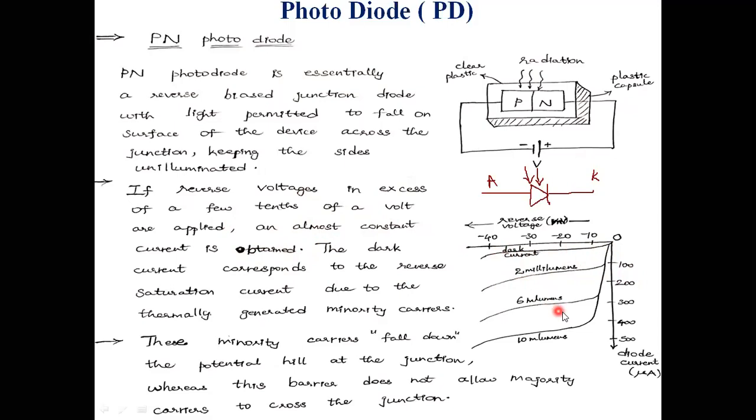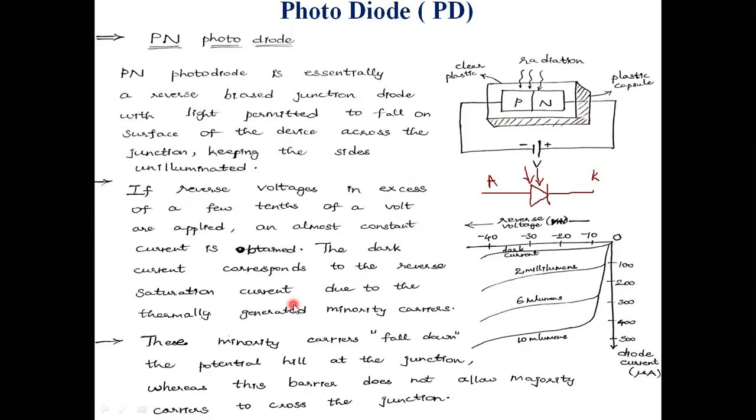What is the meaning of constant? This curve is just like a constant parameter: 500 microamperes here, 300 microamperes here, 100 microamperes, like that. I am obtaining constant current here. The dark current corresponds to the reverse saturation current here.